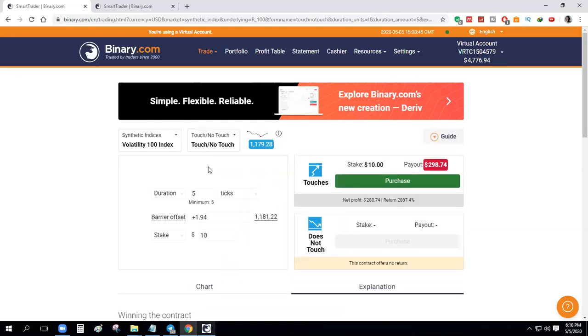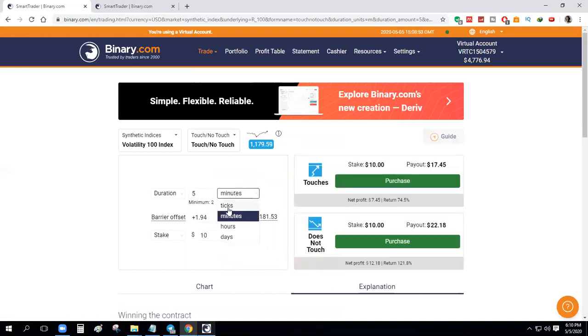Then I come to the main window here. I change from ticks to minutes. The default is ticks, I choose minutes. Okay. Now you can see already the broker says the minimum expiry is 2 minutes. That means you can do 2 minutes, 3 minutes, 10 minutes, 100 minutes, it's up to you.